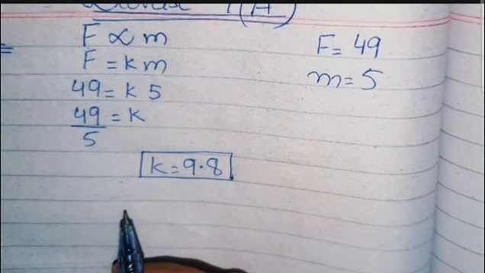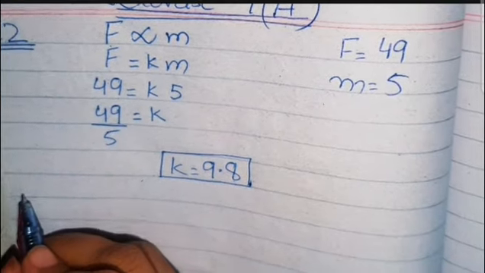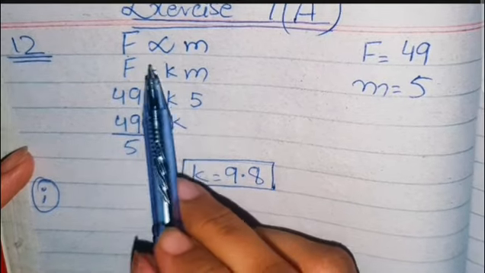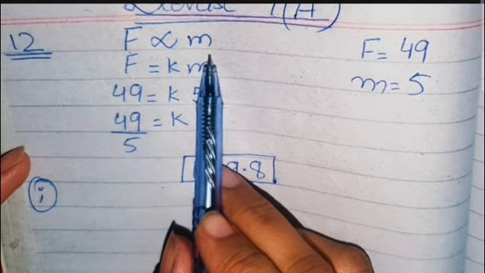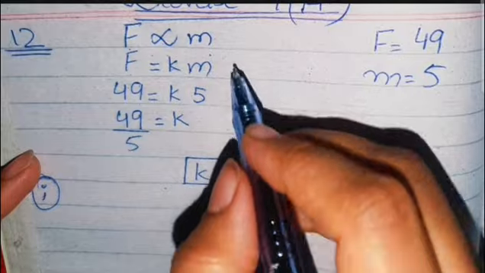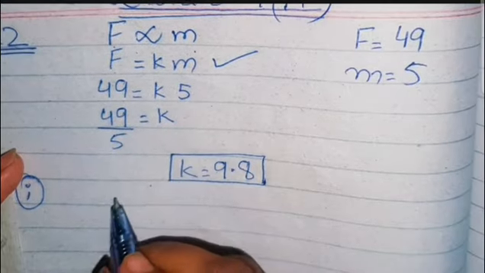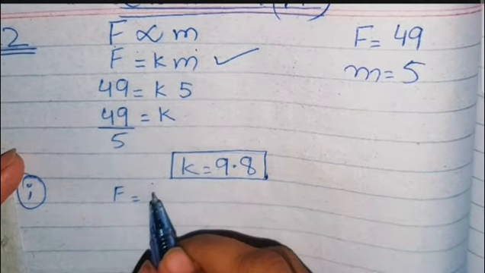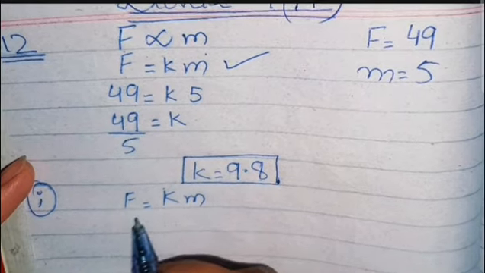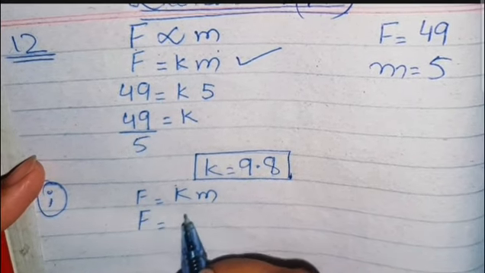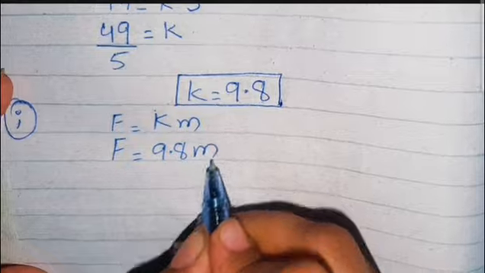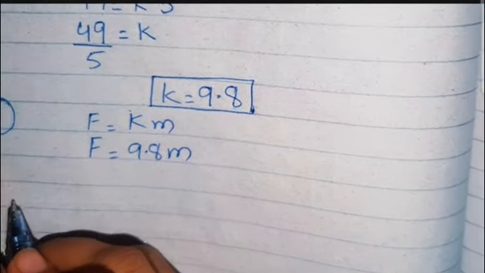Now the first part is to make the equation connecting F and m. So I am making an equation. This is our equation: F is equal to K m, and the value of K is 9.8, so F equals 9.8 m. So we have done the first part.